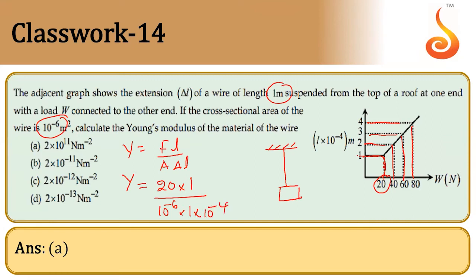So what is Young's modulus? Calculate. Do you get 2 into 10 to the power of 11? Yes, 2 into 10 to the power of 11 Newton per meter square. You understood, children? You can take 40 also; for 40, it is 2 into 10 to the power of minus 4. Within the elastic limit, stress is directly proportional to strain. So what is that? Hooke's law.